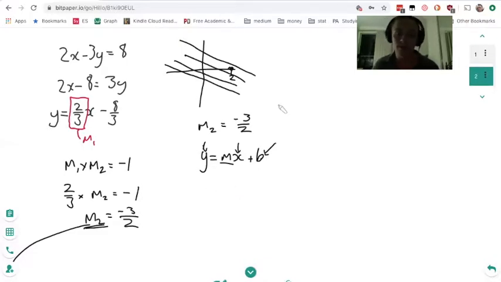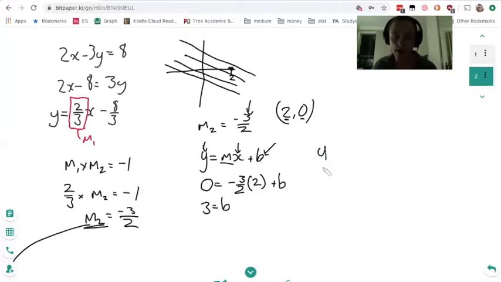So the point is 2, 0. x here, y here. y is 0 equals -3 on 2, that's my gradient, times x is 2, plus b. So this term here is -3. If I add 3 to both sides, I'm going to have b equals 3. So my equation should be y equals -3 on 2 x plus 3.